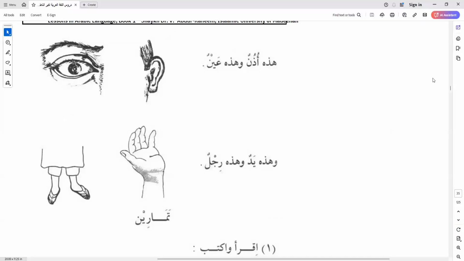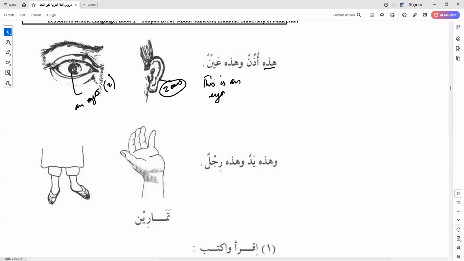Now let's look at أذن. He uses هذه, which is correct. هذه أذن. Why? Because أذن is a pair. You have two ears. So anything that is a pair or double is feminine. هذه أذن وهذه عين. Look at عين, an eye. How many eyes do you have? Two. So therefore, in Arabic, it's given feminine quality. هذه عين. This is an eye.